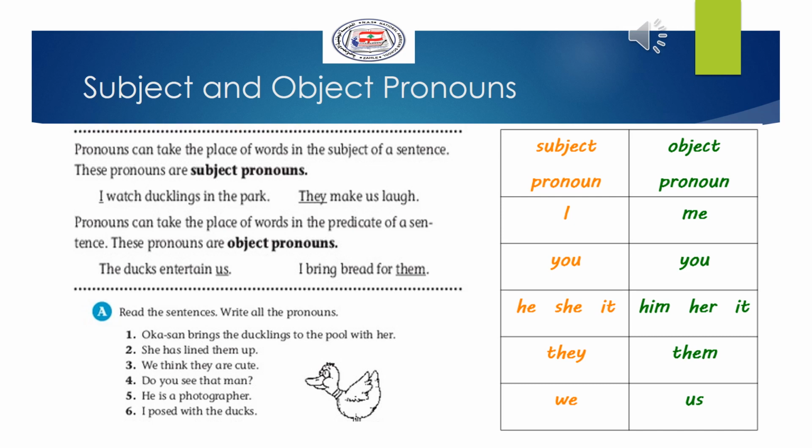5. He is a photographer. He is a subject pronoun since it came before the verb is, verb be. 6. I posed with the ducks. I is the subject pronoun.